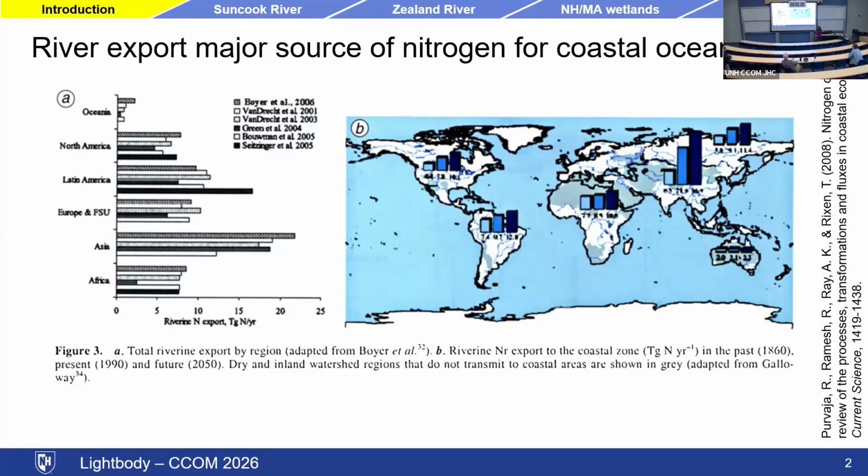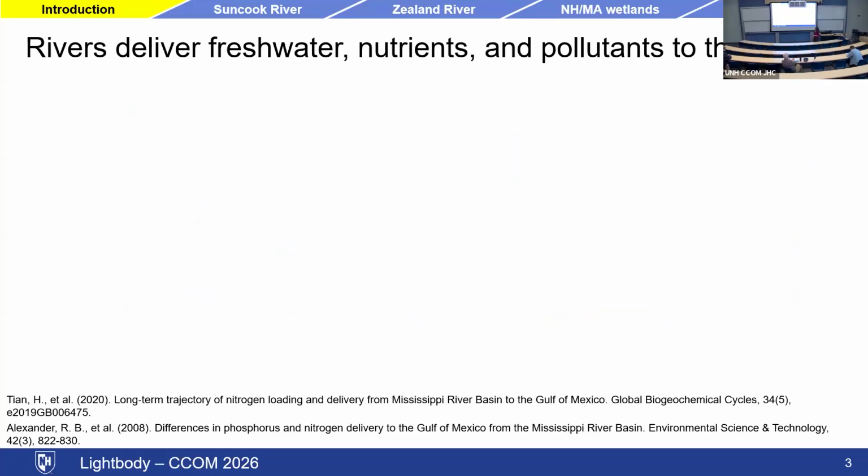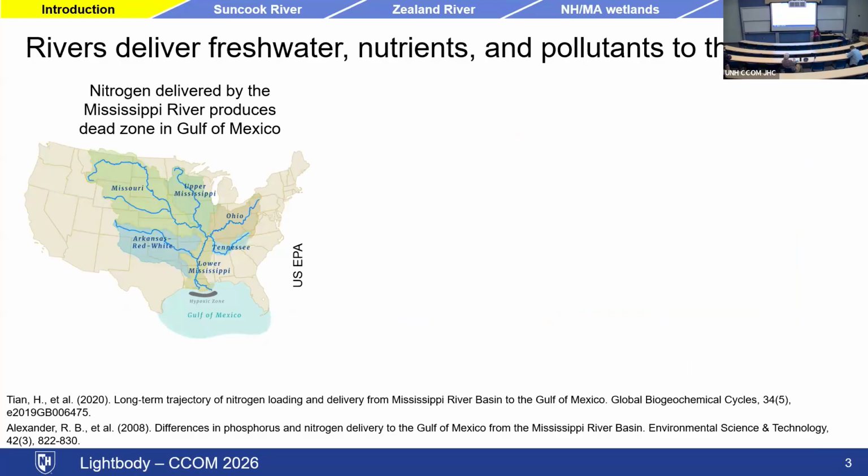If we look over time, this is fuzzy, but the light blue is showing pre-industrial revolution in 1860. The medium blue is showing 1990, and then the dark blue is showing future projections in 2050. Again, not new, but this is showing that nitrogen exports have been increasing over time. And this is something that our oceans have to deal with. So rivers, again, are delivering freshwater, nutrients, pollutants, and sediments to the coast, but they're not delivering everything that they receive.